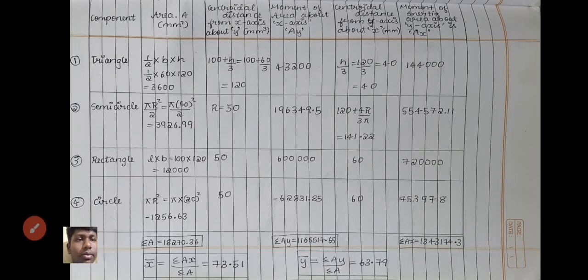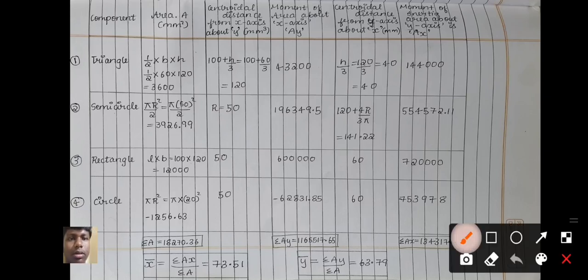As we have discussed, the whole shaded region is divided into four parts, which are triangle, semicircle, rectangle, and a circle. So we are going to discuss their areas, the centroidal distance from the x-axis, which is y, and the moment of area, and also the centroidal distance from the y-axis, which is x, and the moment of area about the y-axis, which is ax.